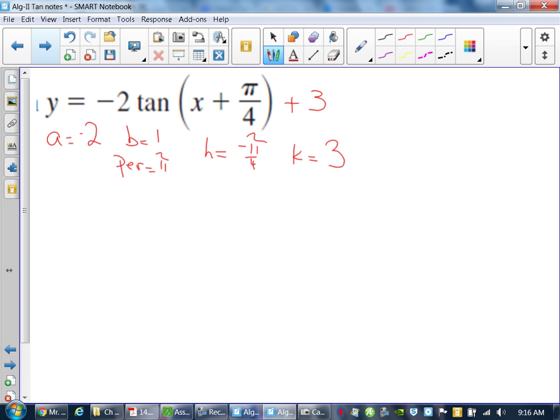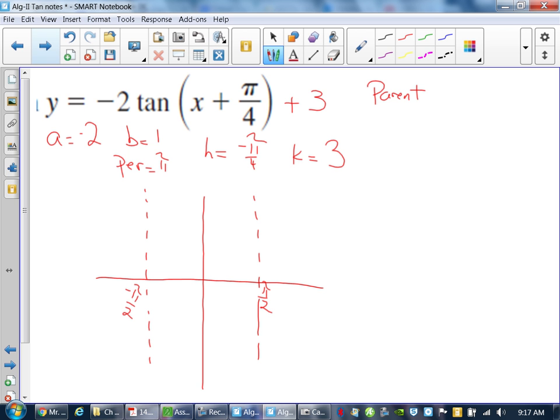I will suggest on tangent graphs, if you've got two different colors, use them, because you have so many asymptotes going on, that way you know what you're looking for, or a pen and pencil, if you're really crazy. Start by going for your parent function. My parent function has what? Period of pi. So I'm going to have asymptotes at pi over 2 and negative pi over 2. So those are my first two asymptotes.